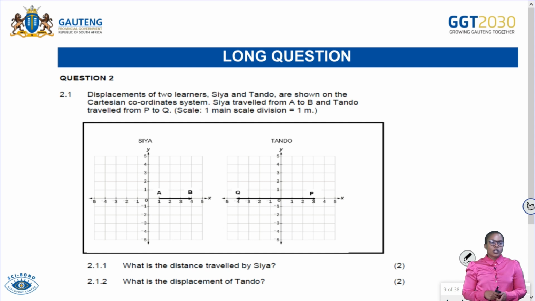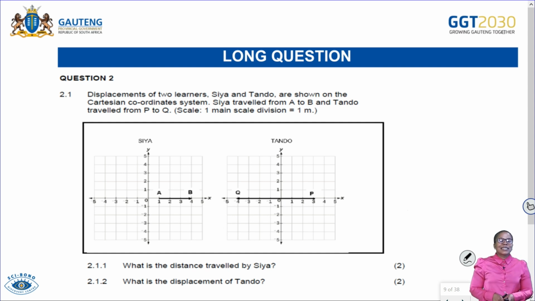Now, on to the long questions. Question number 2. It says, displacement of two learners, Sia and Tando, is shown on the Cartesian coordinate system. So we are shown the Cartesian coordinate system of both Sia as well as Tando. Sia traveled from point A to B, and Tando traveled from P to Q. Now they've used the scale of 1 meter apart for each point, meaning moving from number 1 to number 2 is 1 meter.